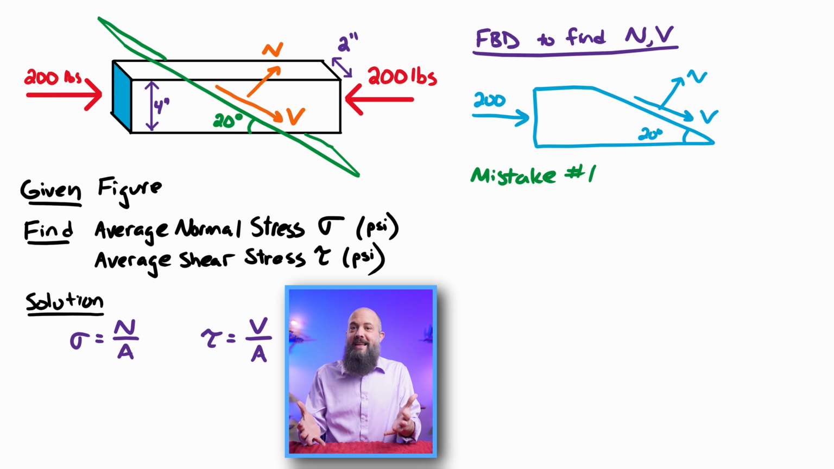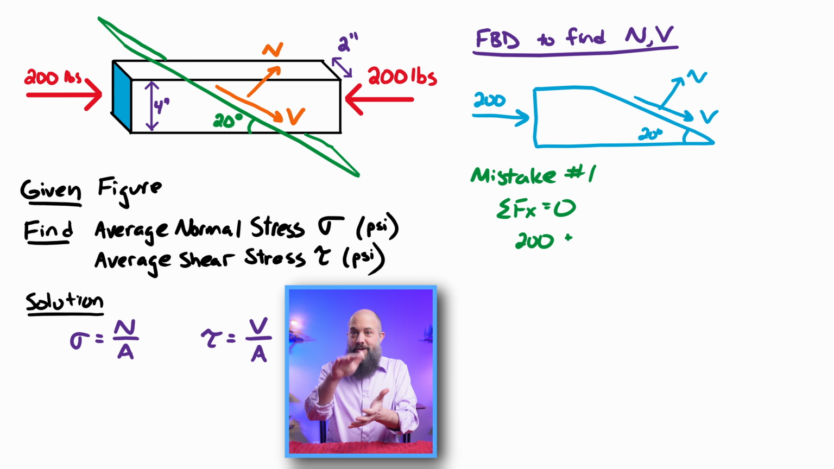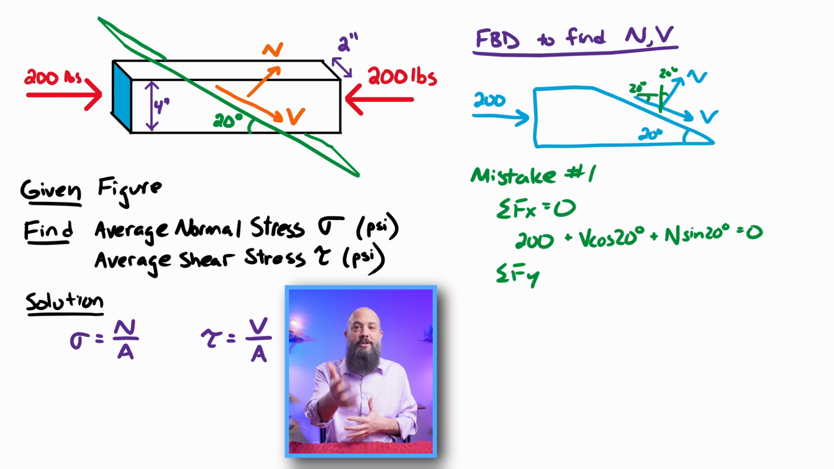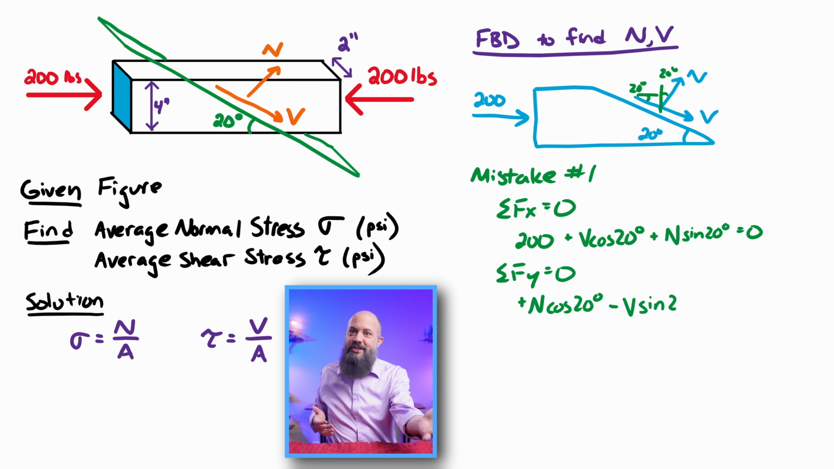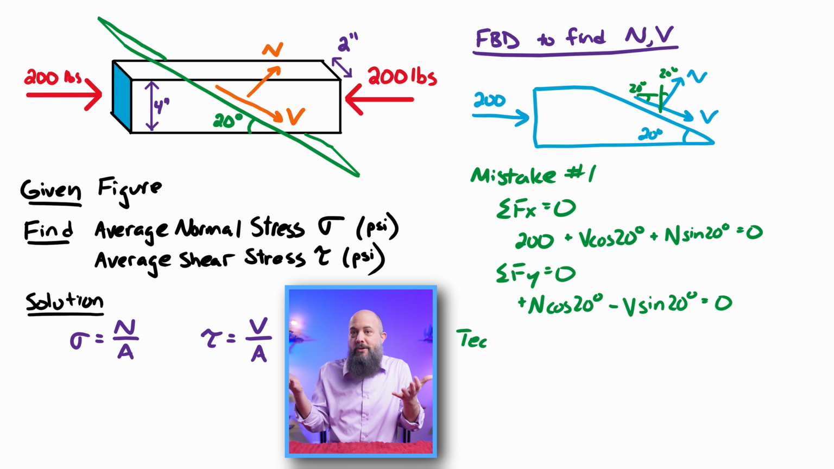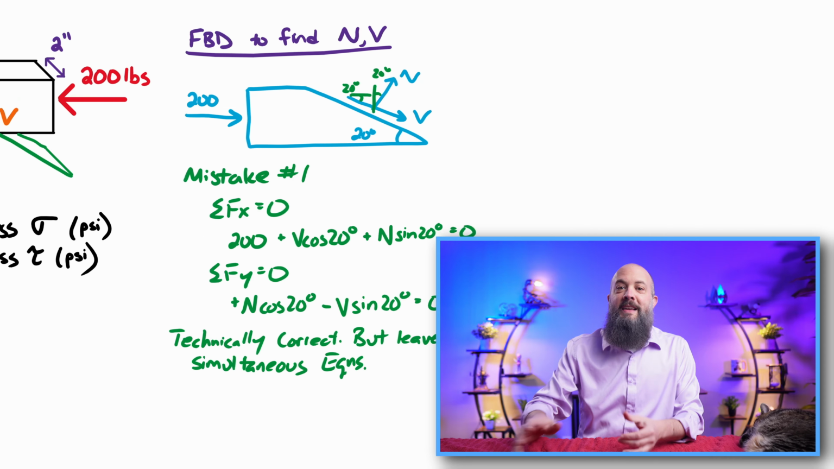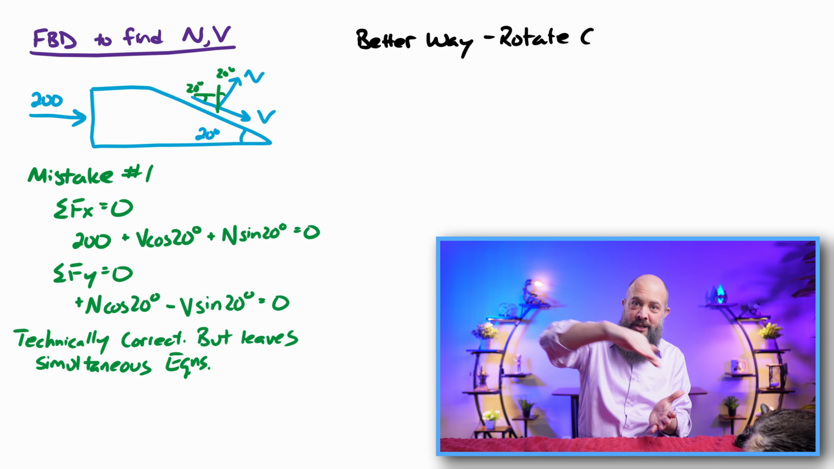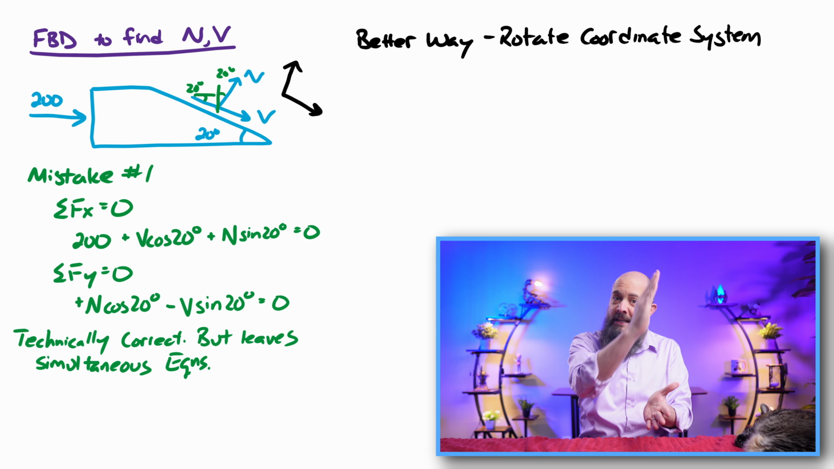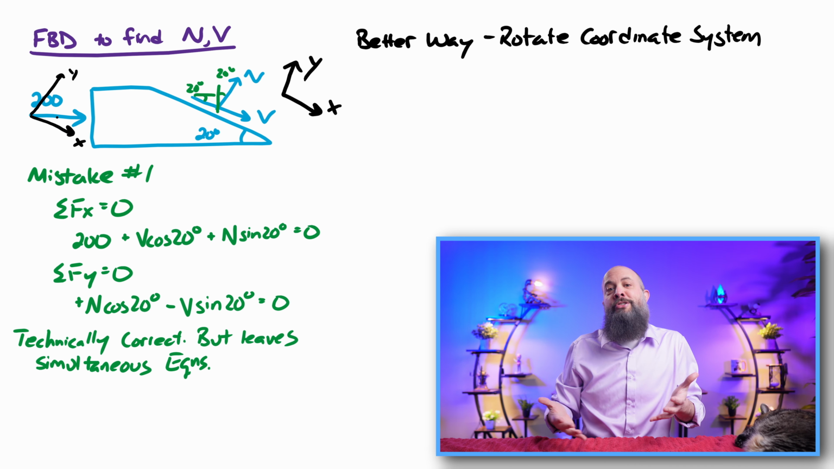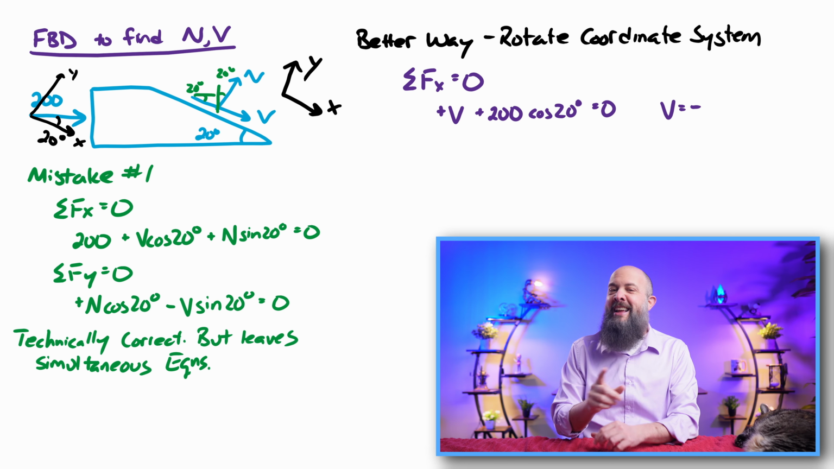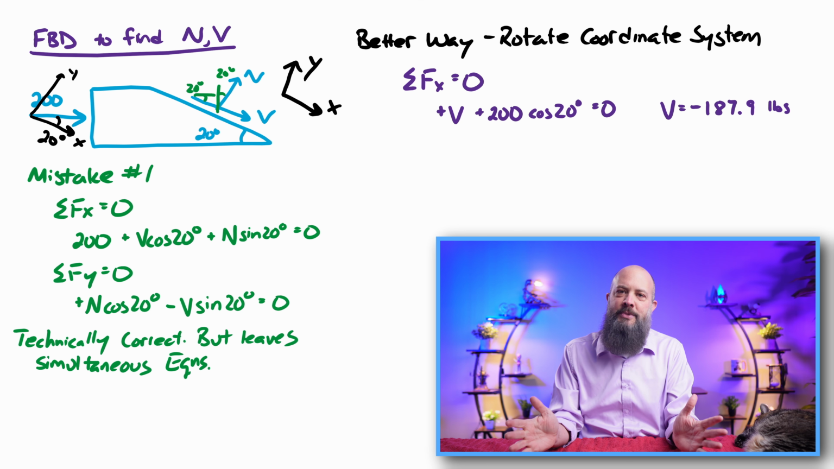Now, the first mistake is to just use X and Y in the regular, normal, horizontal and vertical directions. Set up your sum of forces in the X direction equals 0, sum of forces in the Y direction equals 0. You've got two equations and two unknowns. You can solve this. But there's an easier way. If instead you rotate your coordinate system so that the X direction is along the ramp and Y perpendicular to the ramp, now when you write your sum of forces in the X and Y directions, you'll only have one unknown in each equation, and your algebra is going to be a million times easier.